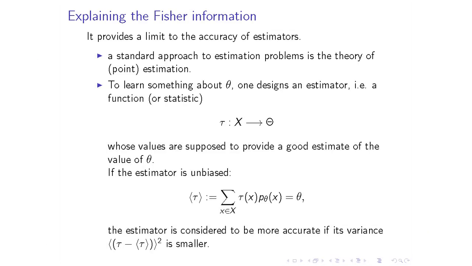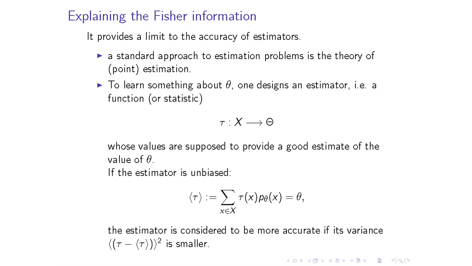Here I simply sketched a most familiar approach to statistical inference called point estimation theory, in which case you would think of some statistic, an estimator of the unknown parameter theta. The estimator is called tau here. And in case that estimator is unbiased, it's considered to be more effective or more accurate if the variance is smaller.